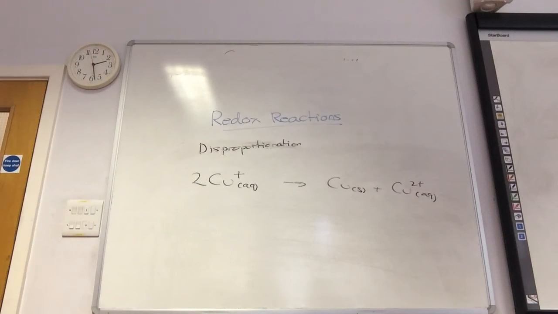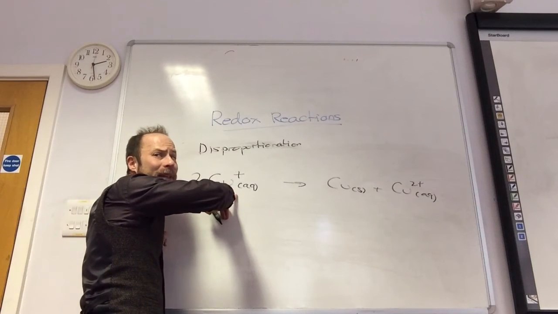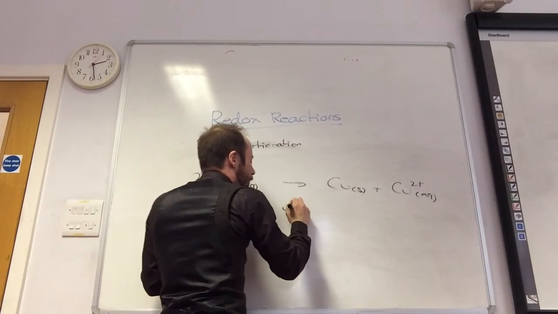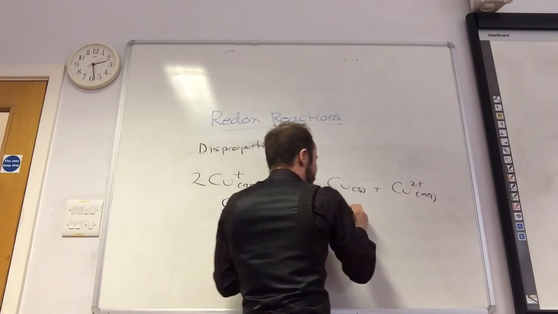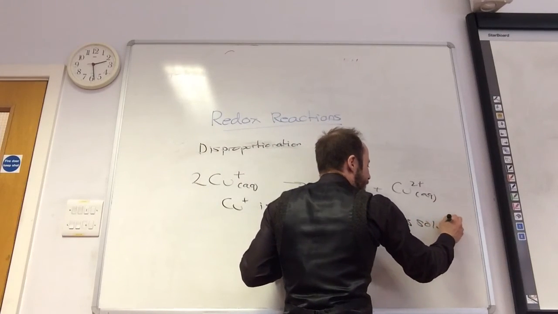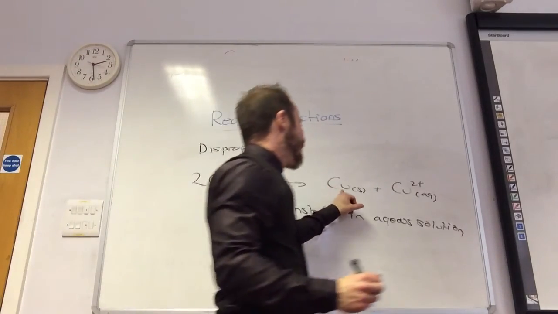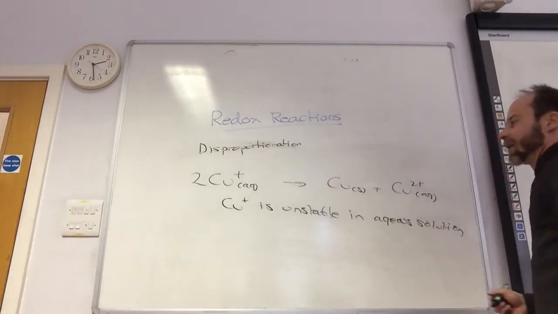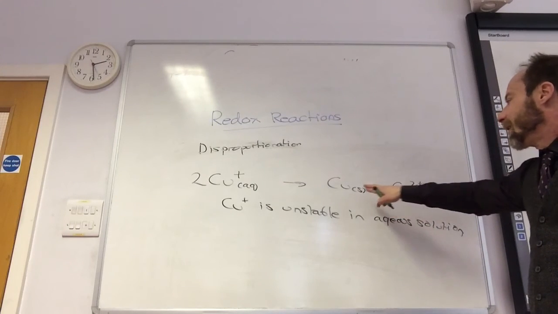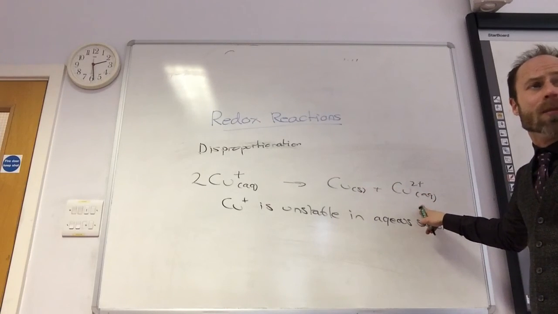This tells you that copper(I) is very unstable in aqueous solution. If you put copper plus in water, it doesn't stick around. It becomes copper metal and copper 2+. So what would you see happening? You'd see a metallic precipitate, and what colour would the solution go? Blue.